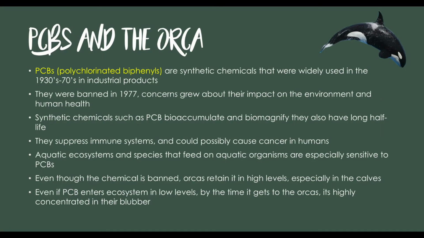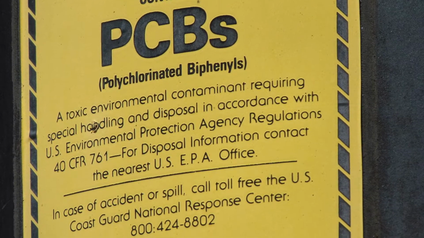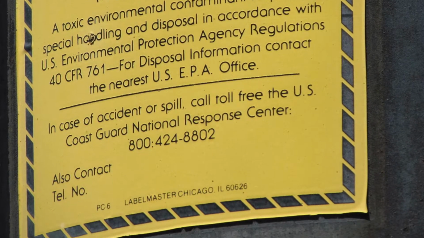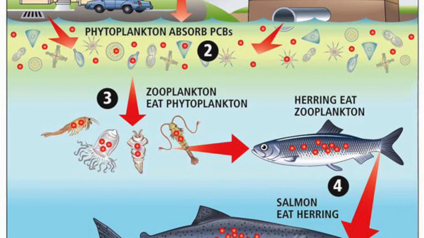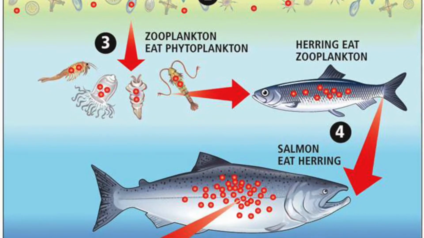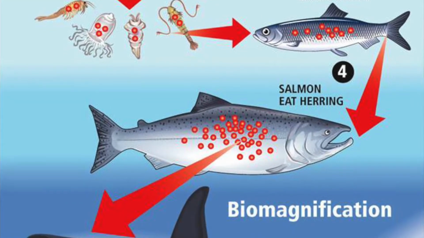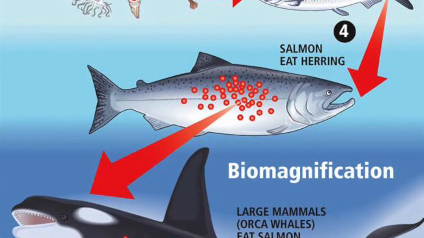PCBs are synthetic chemicals that were widely used in the 1930s to 70s in industrial products. They were banned in 1977 because concerns grew about their impact on the environment and human health. Synthetic chemicals such as PCBs bioaccumulate and biomagnify. They also have a long half-life. They suppress immune systems and could possibly cause cancer in humans.